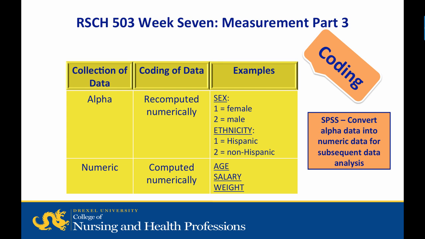The second type of data is numeric data. Numeric data are already numbers and thus do not have to be recoded. For example, age is entered into the computer as the subject's stated numeric age. Salary and weight, as other examples, are also simply entered into the computer as the stated numbers given by subjects. One software program commonly used for data analysis in the social sciences is SPSS, the Statistical Package for Social Sciences. This software provides for conversion of alpha-coded data into numeric data.